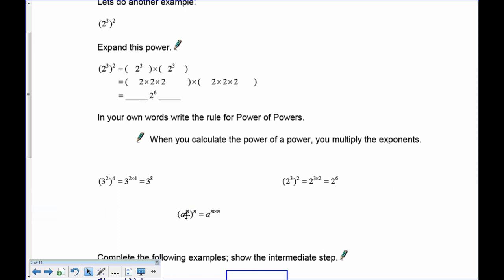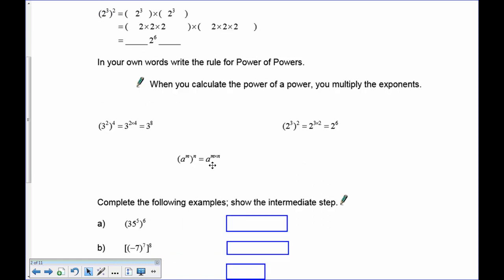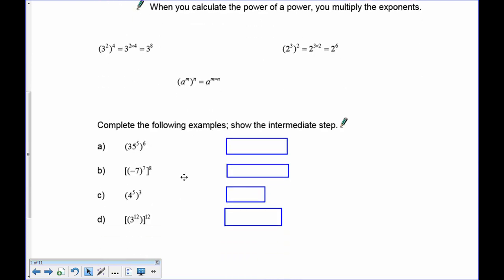Whatever the power is on the inside, you multiply it by the power on the outside. So this is a to the m times n, and that'll allow you not to have to do all this expansion stuff. It's a shortcut, and it's accepted. So I want you to pause the recording, and I want you to do the following questions, okay?